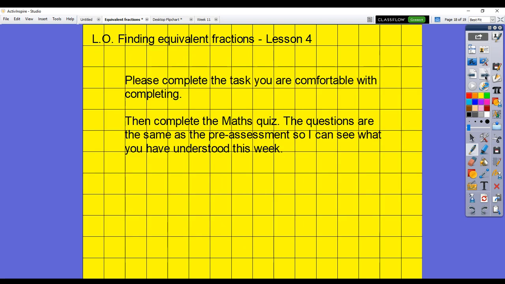So there's a red task, there's a blue task, there's a yellow task. I'd like you to start with the red task. It's always good to get your confidence up. Do the blue task if you feel like you can. And if you feel like you're really good at this, then do the yellow task. And then I'd like you to complete the maths assessment on equivalent fractions.